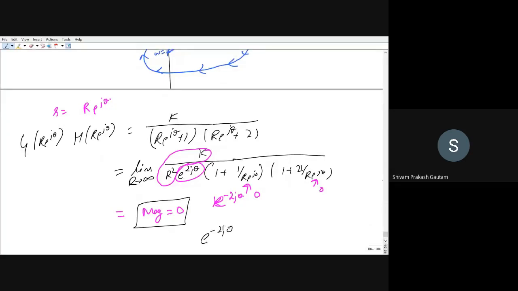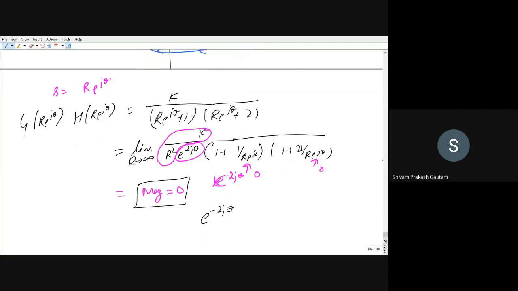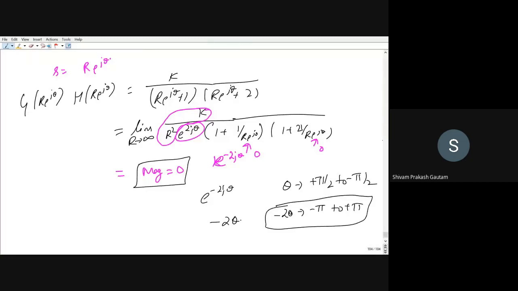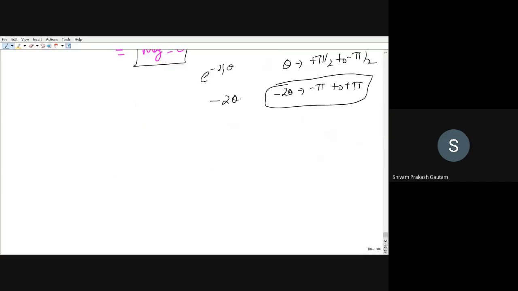Originally the orientation for theta was from plus pi by 2 to minus pi by 2, but right now we have minus 2 theta. So the orientation will be multiplied by minus 2. So it will be from minus pi to plus pi. This will be the orientation of our final Nyquist plot, but we cannot show the orientation because our magnitude has become 0.